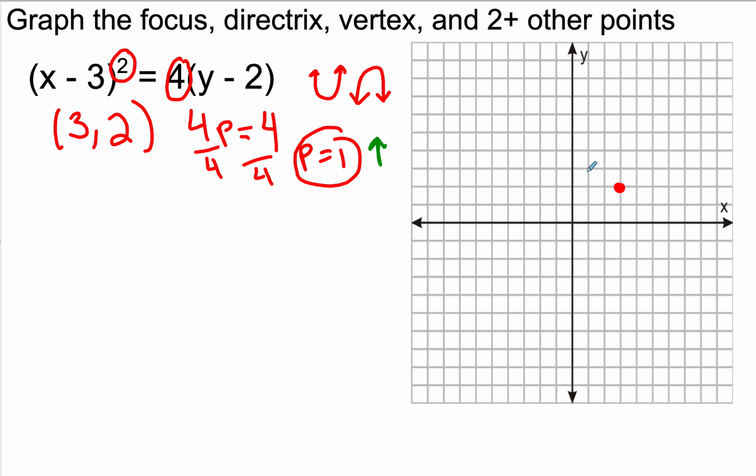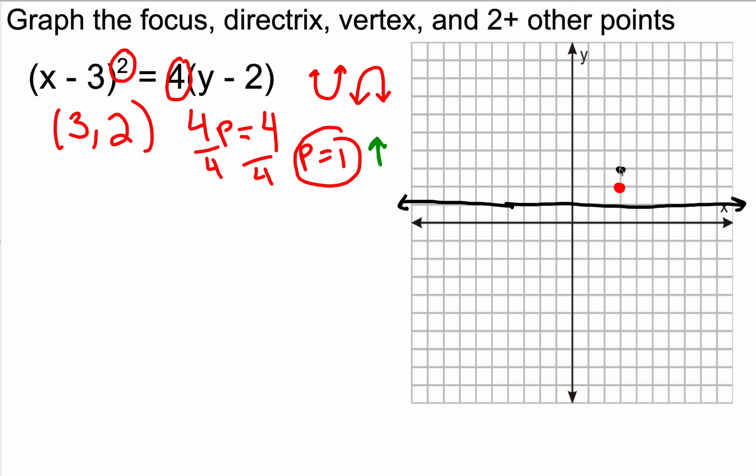Okay? Because p is 1, we're going to point up. Meaning, let's do our focus in blue. So our focus needs to be above. Sorry about that, got a little notification there. Focus needs to be above, and directrix needs to be below. I'll try my best to get this directrix as straight as I possibly can.